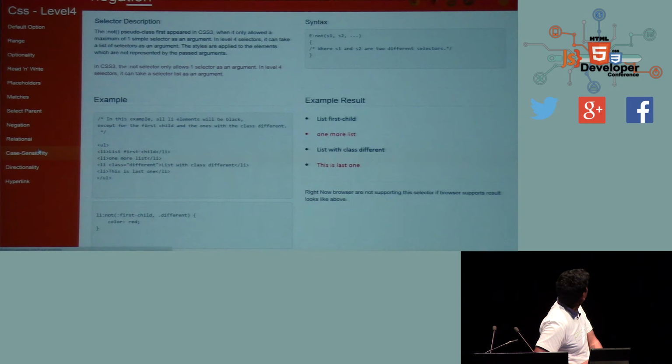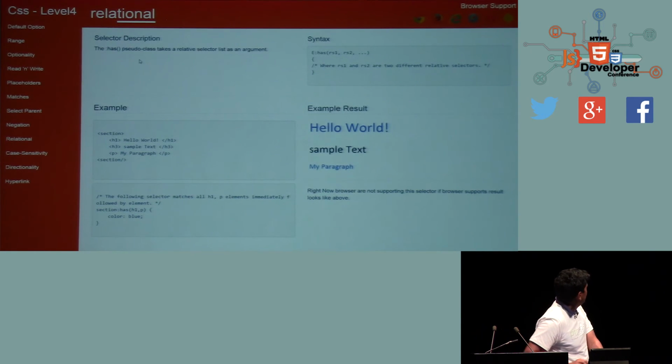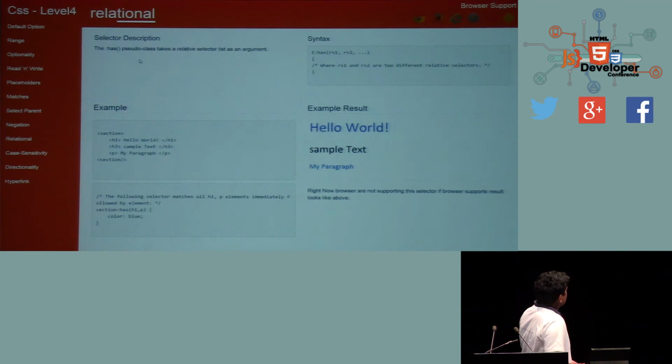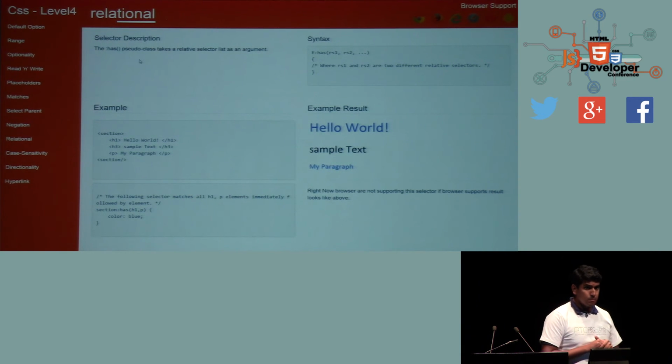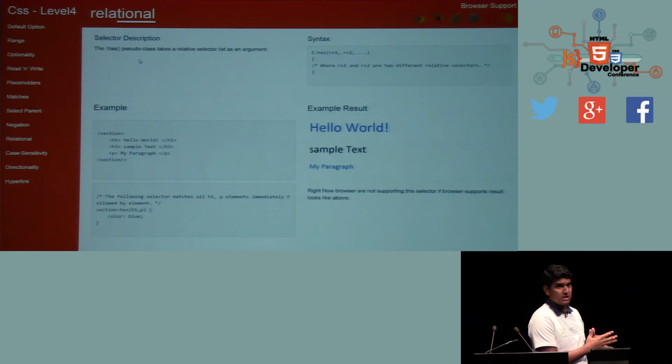Then we go into relational. Basically, the keyword here is has. It's like a pseudo class which is more relative to its parent. So you can see you want to select only the h1 and paragraphs that are inside a section. Like the section has h1 and paragraph, then you can target that. So that's the color blue. And again, this is not supported by the browser, but we have highlighted it here if you see this.